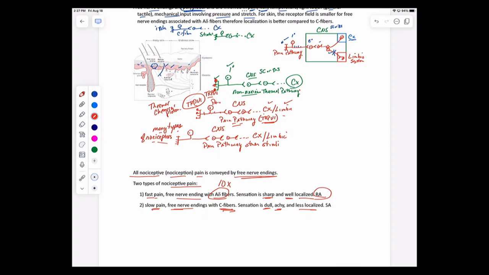Now, we've all experienced these two types of pain, fast pain and slow pain. We might not have had the vocabulary to articulate what we experienced, but I'll give you a couple of nice examples.